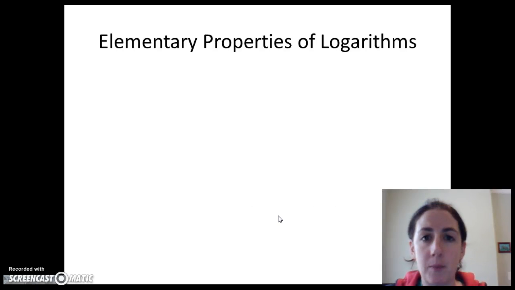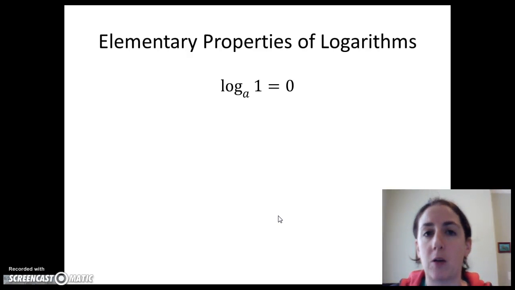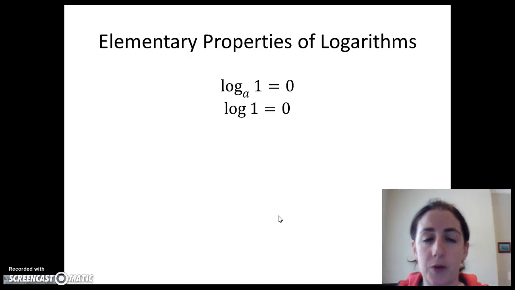Now, we have some elementary properties of logarithms, and these are very, very important. The first one is that log base anything of 1 is equal to 0. Now, we have those two special logarithms that are written differently, so I'm going to show you how these properties are written in those forms. So for the common log, we would say the log of 1 equals 0.